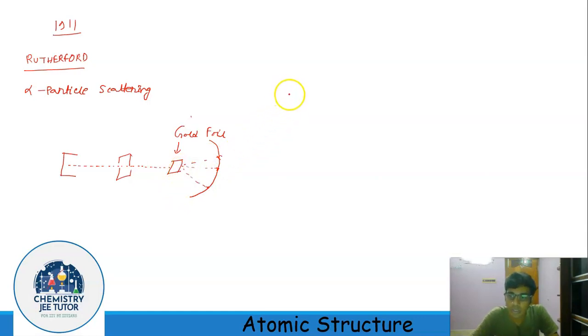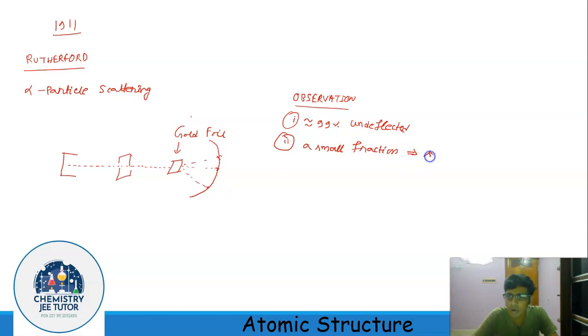Okay. What was the major result of this experiment? What are the observations of this experiment? Let's see. It was observed that most of the alpha particles, around 99%, remain undeflected. A small fraction of the alpha particles was deflected by a small angle. So a small fraction of the alpha particles was showing a small angle deflection. And very few alpha particles are bouncing back.